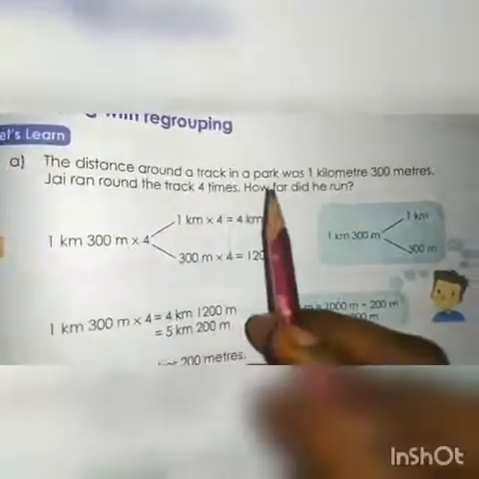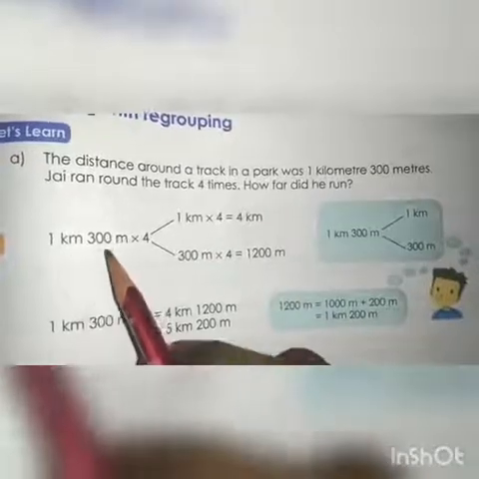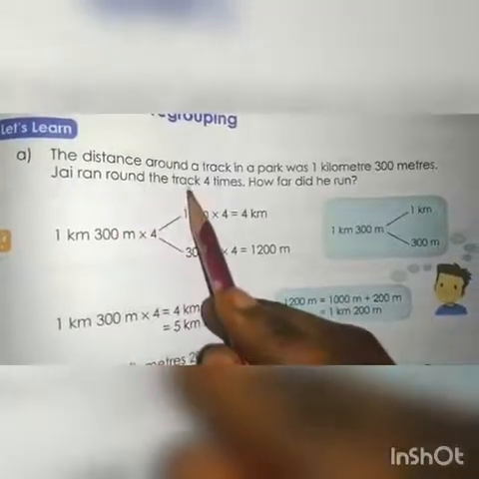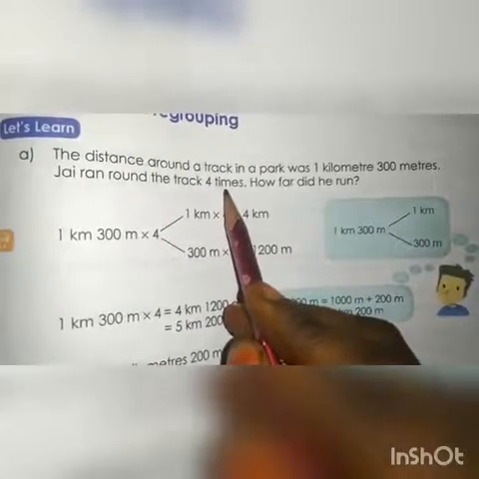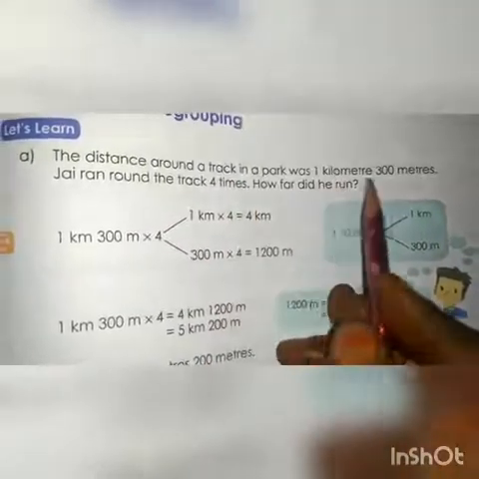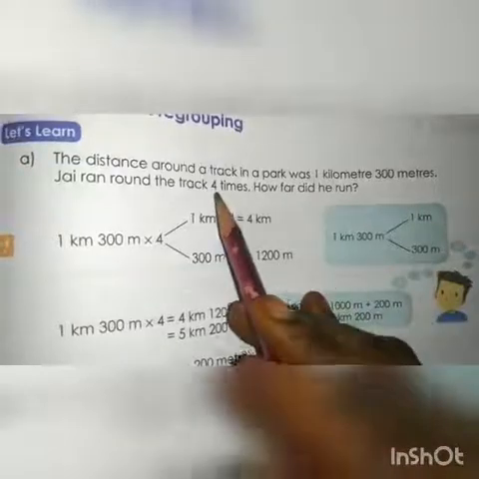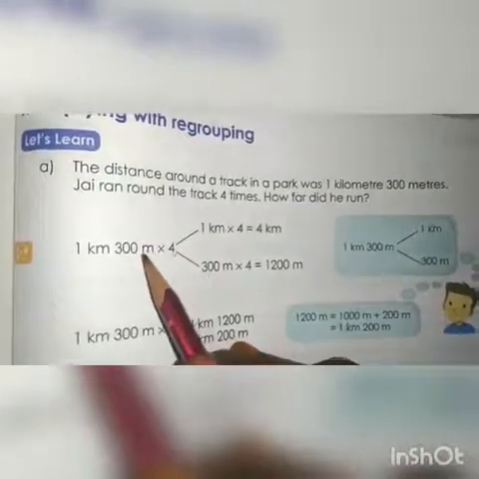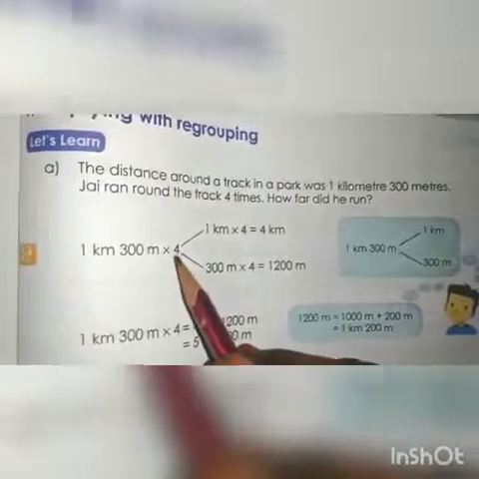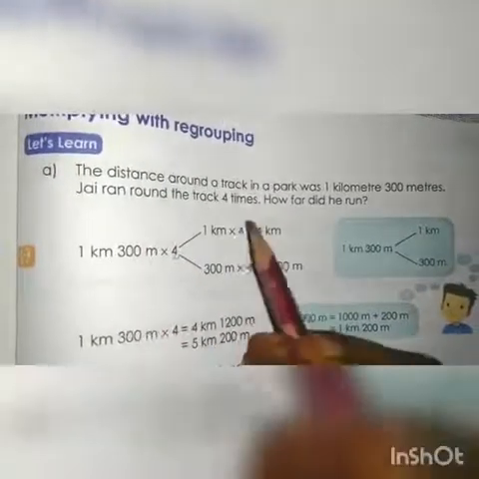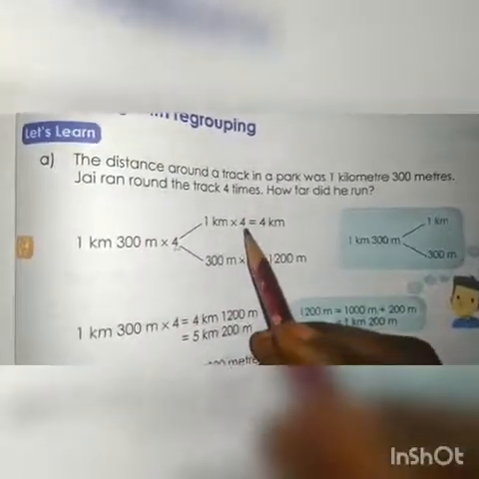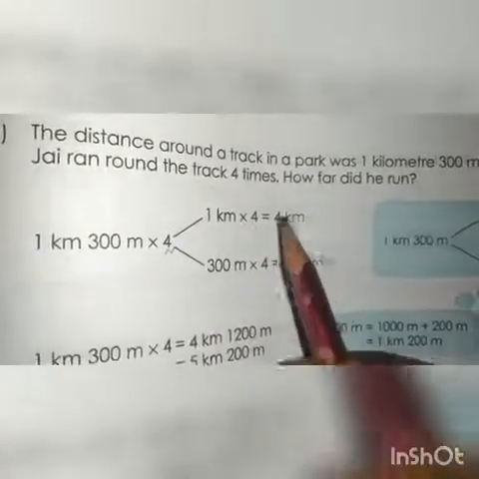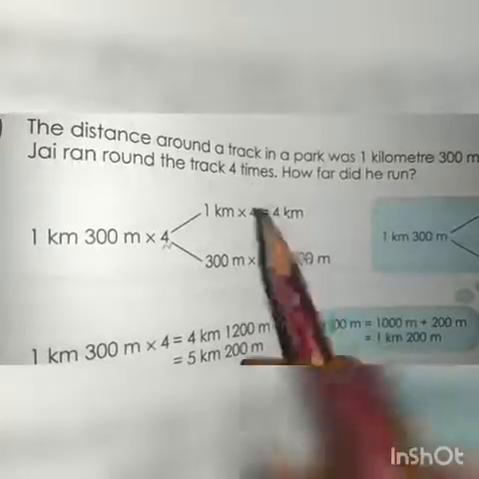So what was the distance given? 1 kilometer 300 meter. Jay ran round the track how many times? 4 times. So we have to multiply 1 kilometer 300 meters with 4 times. Now we have to separate kilometer and meter to multiply with 4. So 1 kilometer into 4 is equal to 4 kilometer.